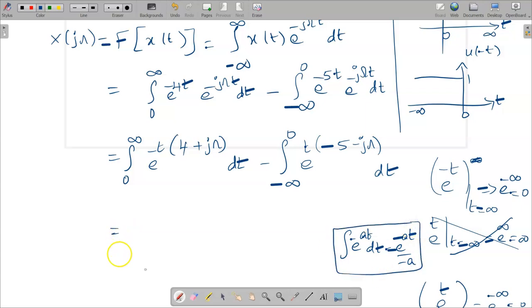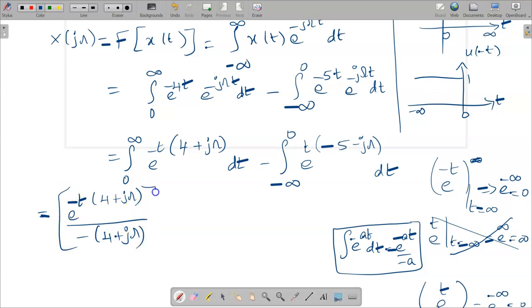Using that, what you can write here? E power minus t, right? So what is a here? 4 plus j omega. Write the term as it is and then divided by minus a. What is minus a? Minus of 4 plus j omega. And once we have done the integration, we have to substitute here limits. Lower limit is 0, upper limit is infinite. Okay. Then coming to the second term, integrate this term.